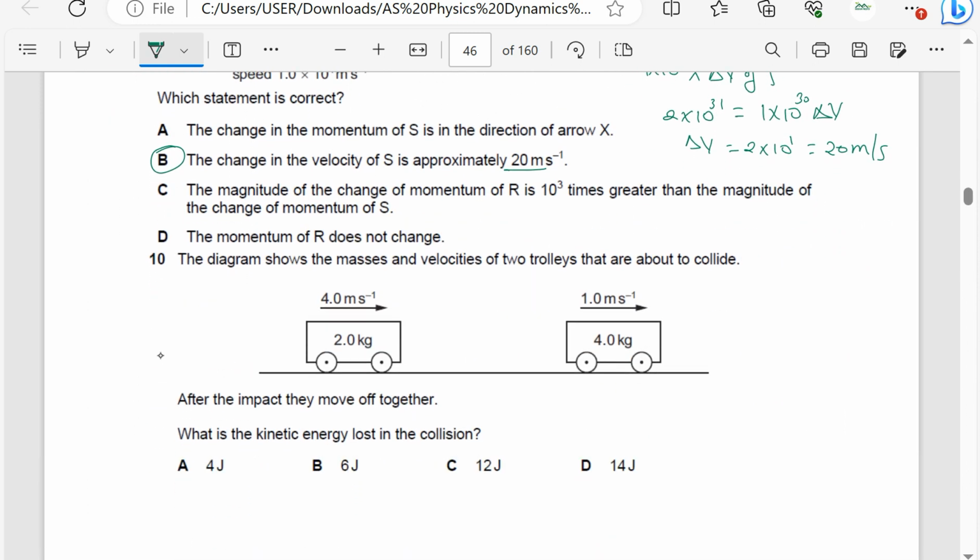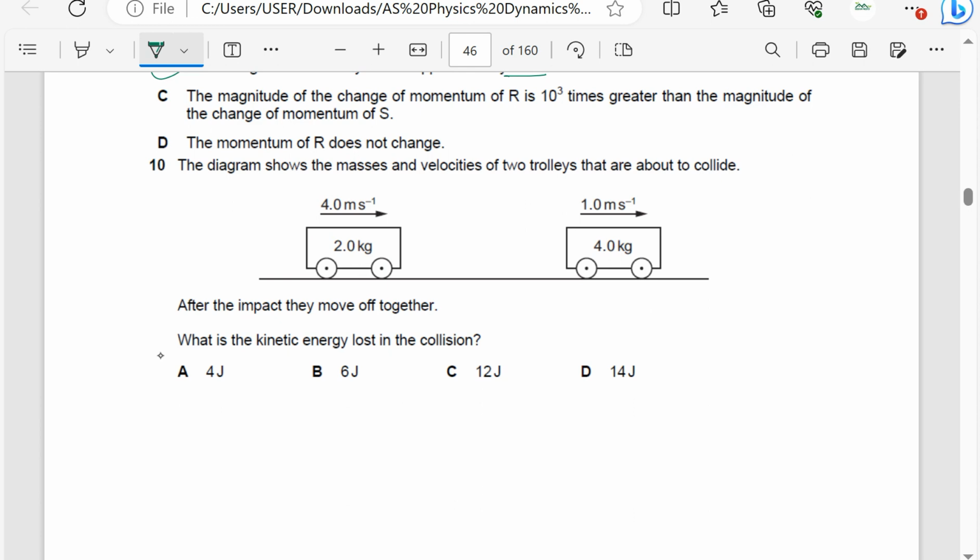The diagram shows the masses and the velocities of two trolleys that are about to collide. After the impact, they move off together, so they stick together. What is the kinetic energy lost in the collision? So let's first conserve momentum. Momentum is mass times velocity. Total momentum before, velocity to the right is positive, to the left negative. So total momentum before is going to be mass 2 times the speed, which is 4, plus the other one, mass 4 times the speed, which is 1, should be equal to total momentum after.